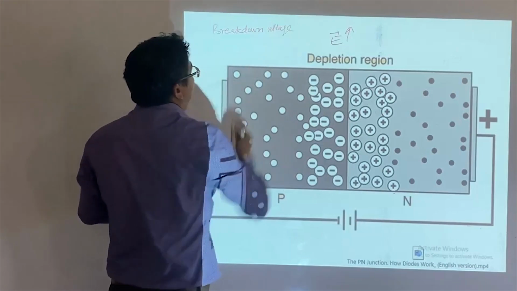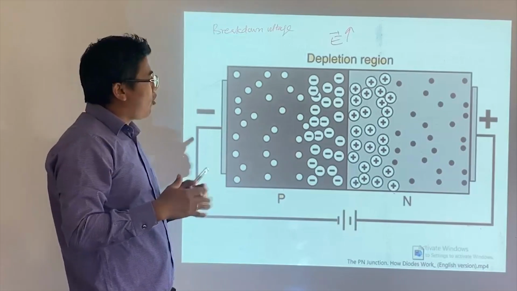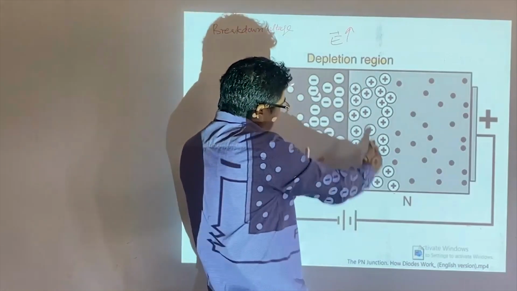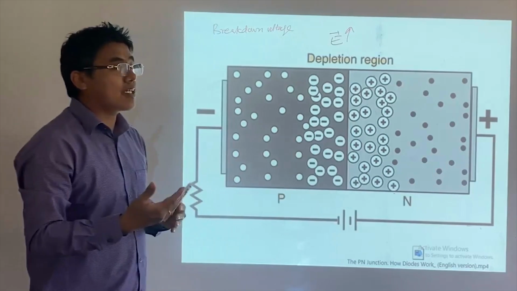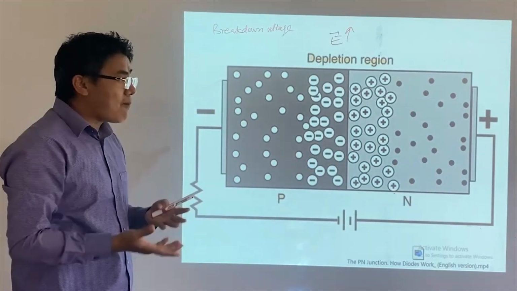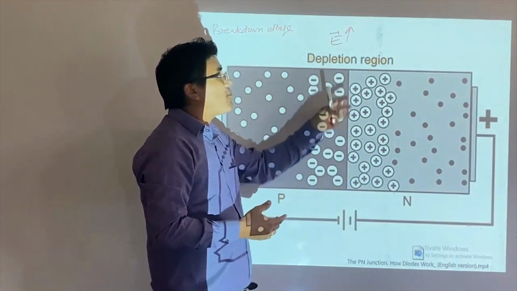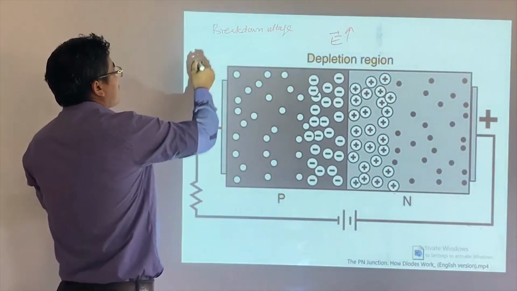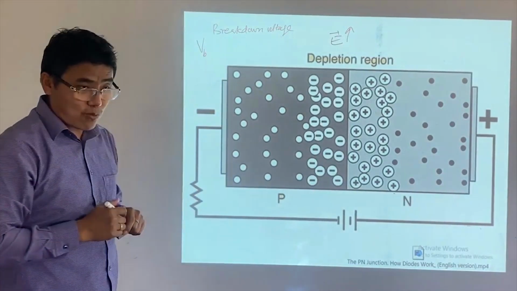So I go on increasing the voltage without increasing current at all, the depletion region is going to increase, the potential across the depletion region is going to increase, and the electric field within the depletion region is going to increase. After some time, the valence electrons within the depletion region get broken down, and this is what we call the breakdown voltage. VB stands for breakdown voltage.